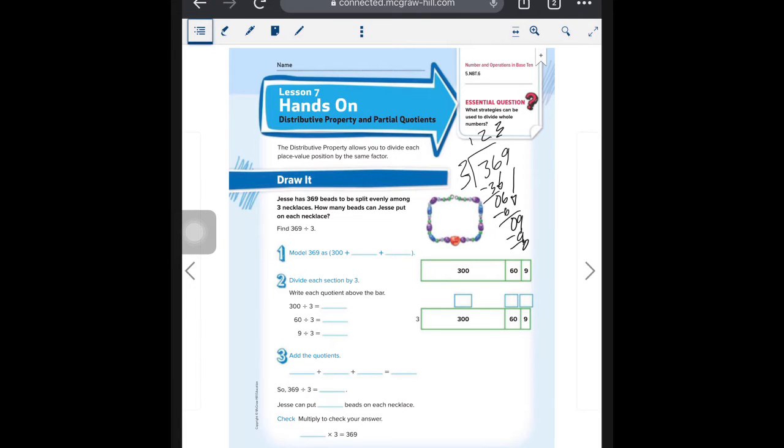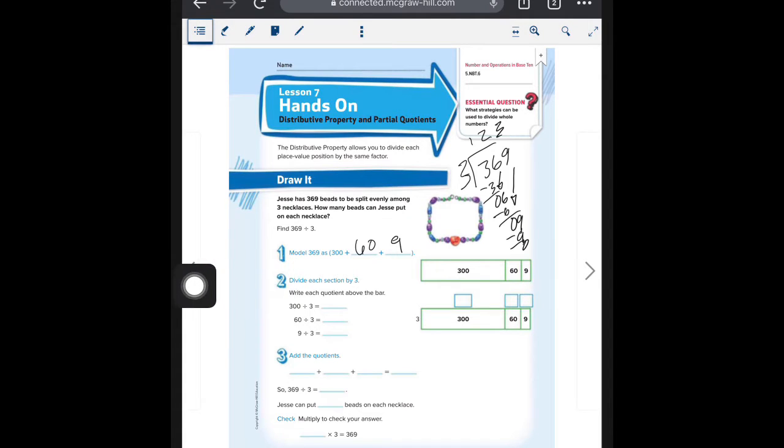And they're going to show you another strategy that if you didn't want to have to do all of this, you could break it up by place values. Right here you have 300. There's a 3 in the 100 spot. And there's a 6 in the 10 spot. So you have 60 down here. And then in the 1 spot you have a 9. So you break it up by place value. They want you to model 369 as 300 plus 60 plus 9.